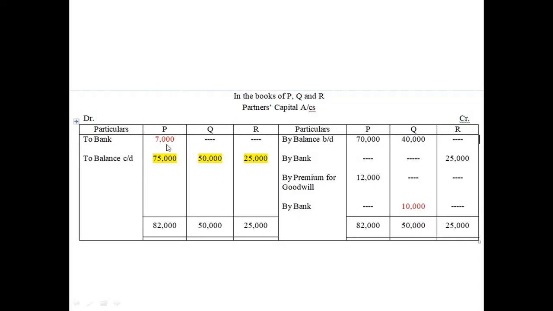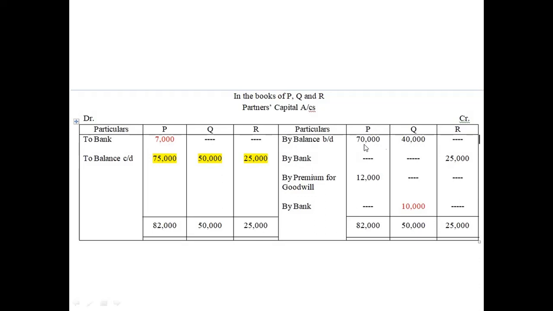When this amount comes here in the debit column of a partner, it means the partner is withdrawing the amount. So write to bank, because here in the question we have a bank. In case of cash, we write cash. So write the amount 7,000.